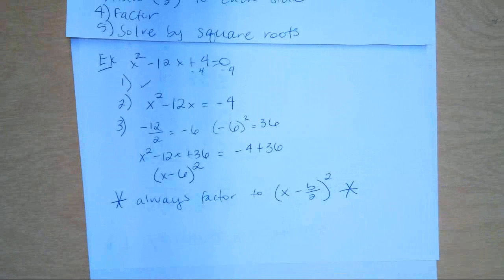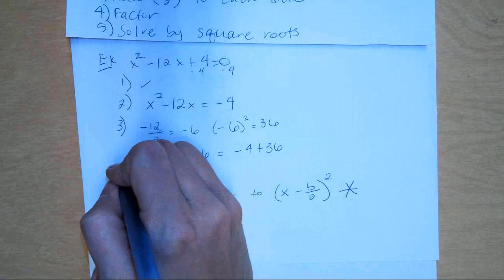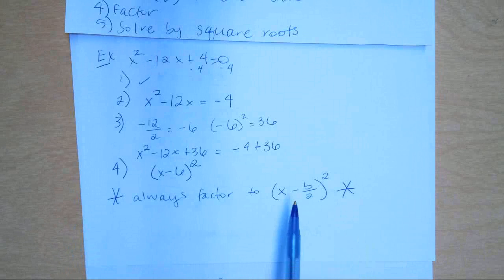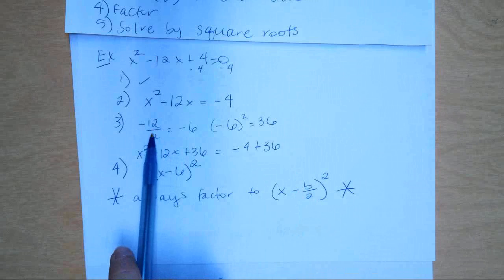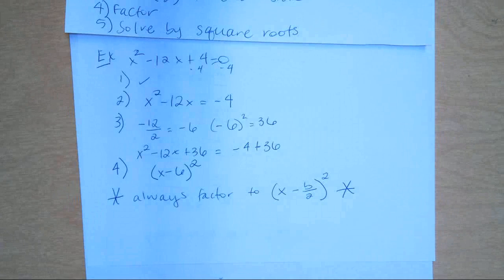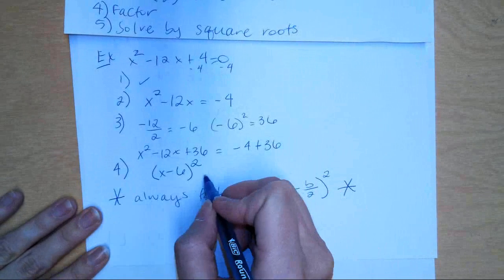And this will help you if you happen to get a fraction when you do b over 2. No, this is step 3. Oh, yeah, sorry. Just kidding. This is step 4. So on step 4, when you factor, you're always going to get x minus b over 2. So remember that we did b over 2 and then squared that to add to both sides. But it's always going to factor to x minus b over 2. Very good? Okay.